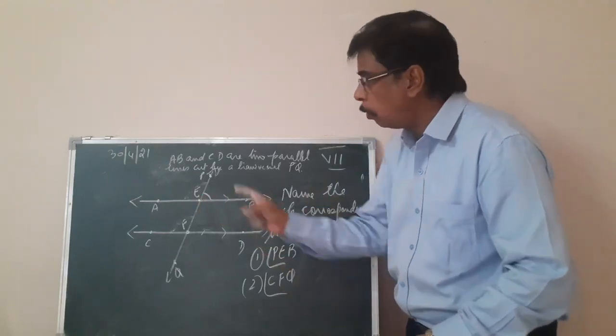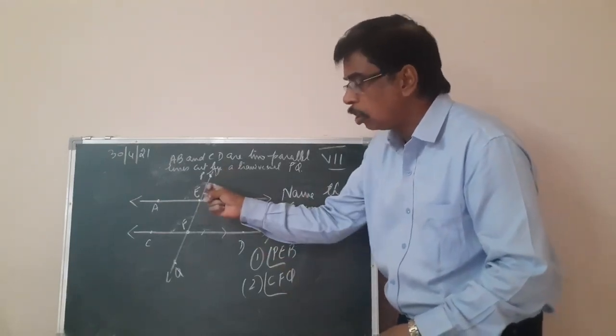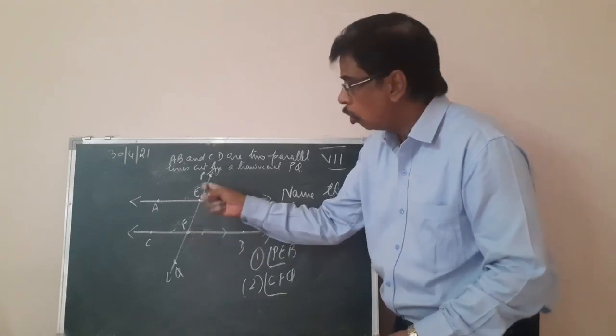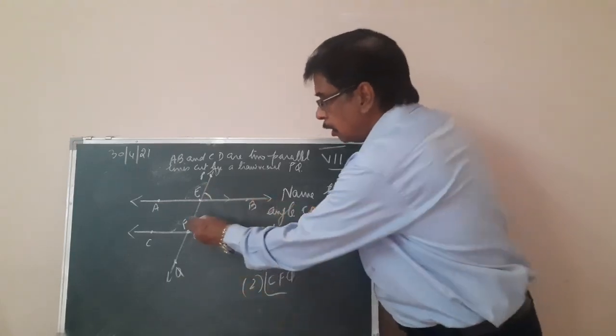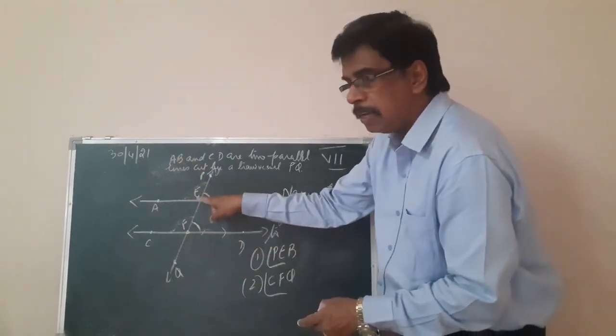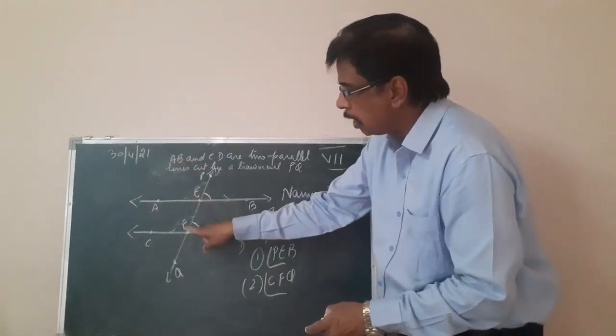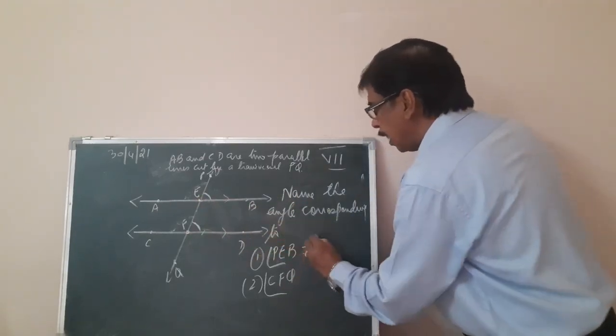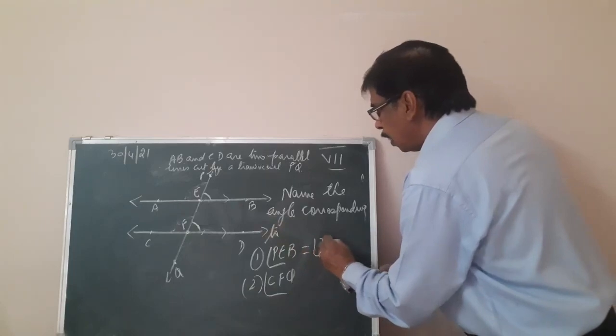So angle corresponding to PEB. Which angle is corresponding to this angle? We know corresponding to this angle is this angle. So here we have this angle. What is this angle? DFE. We can also name it EFD, which means the same thing. So corresponding to PEB is angle DFE.